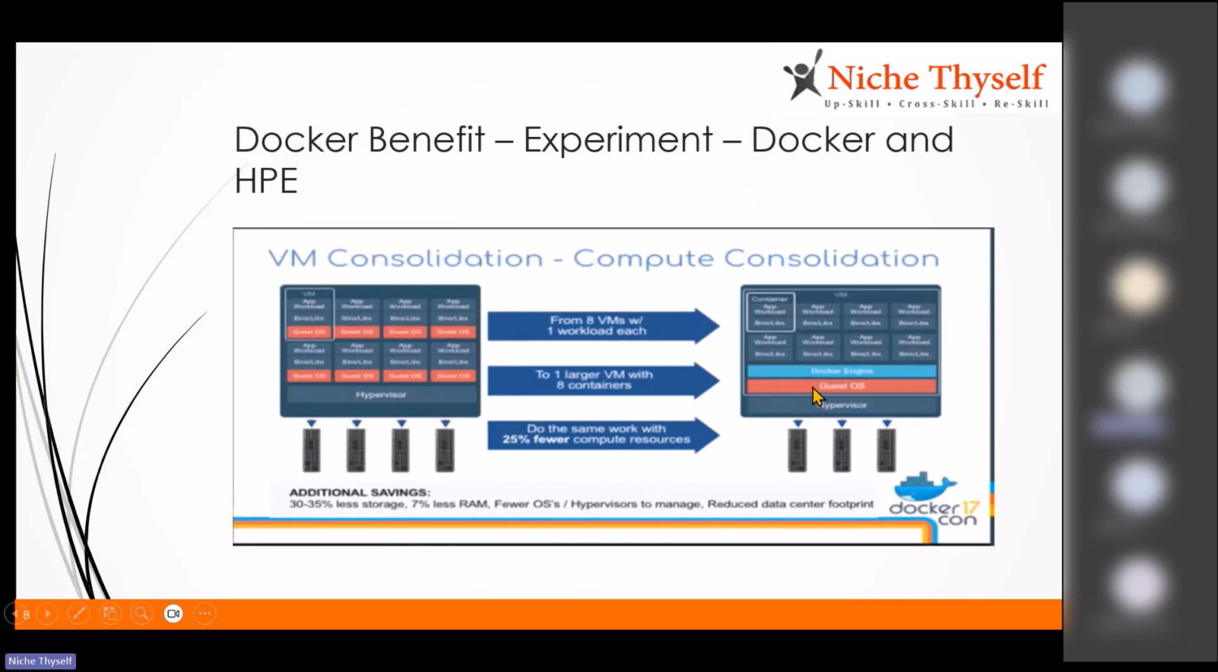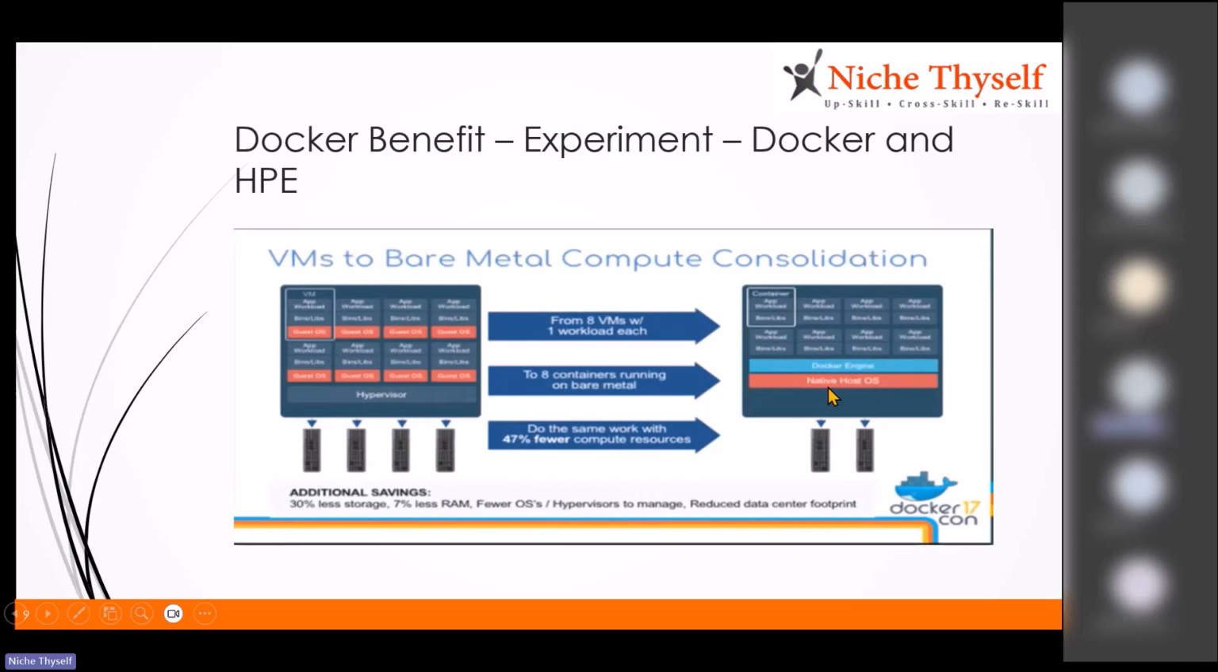If you go and see here, we had a hypervisor and the guest OS of that VM earlier. Here it is a native operating system running on that bare metal machine, the way I'm running my machine right now. Then we have a Docker engine and multiple containers running. So from 8 VMs with one workload each, we have 8 containers running on bare metal.